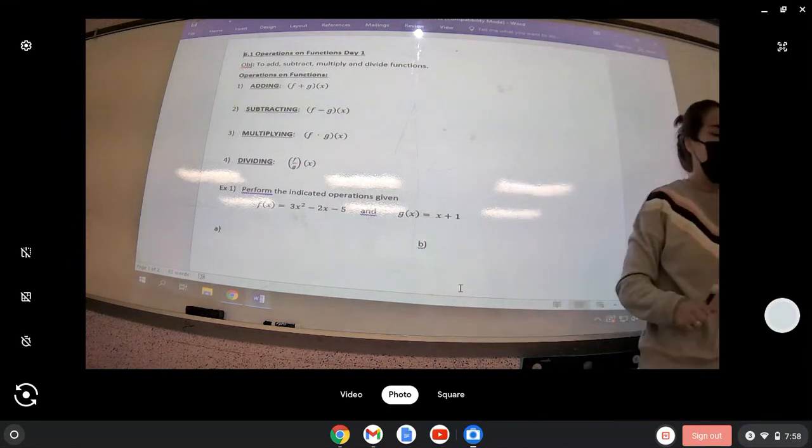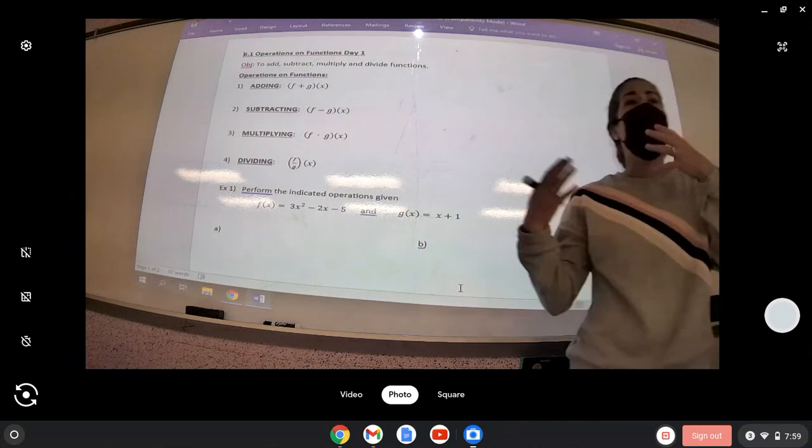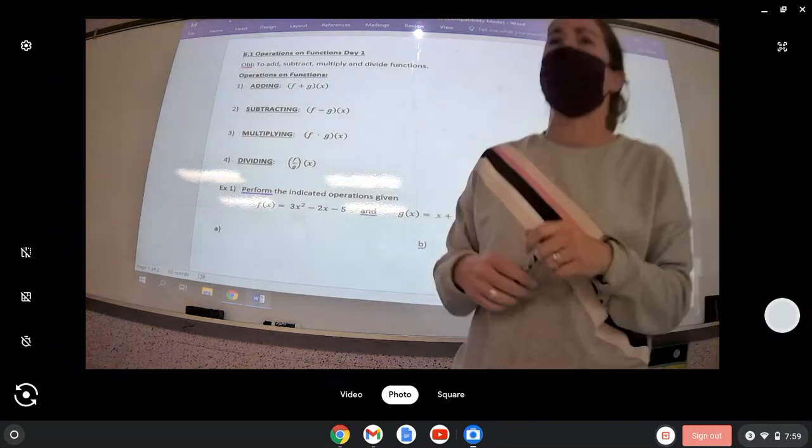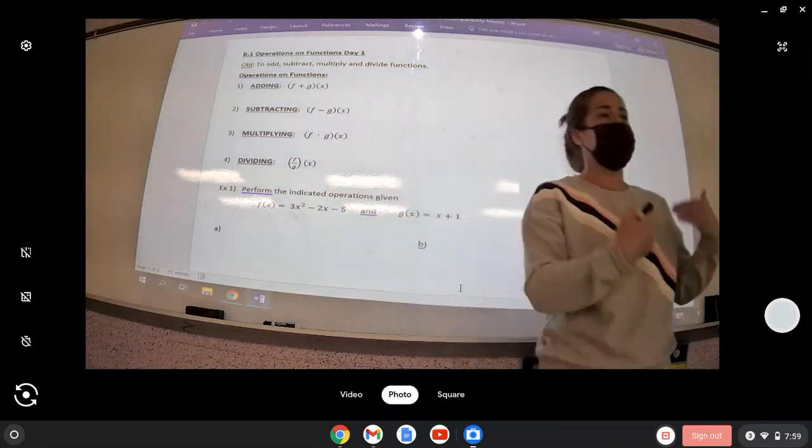We are starting chapter 6. Chapter 6 is going to start all about functions and what we're able to do with functions. We've already learned about functions all the way back in chapter 2. Functions are input-output machines. You plug something into the function, you get something out.